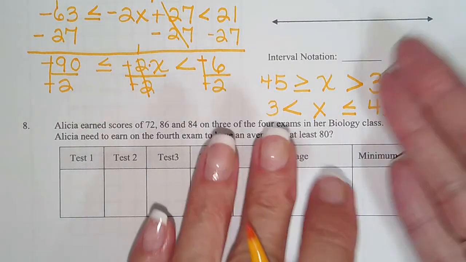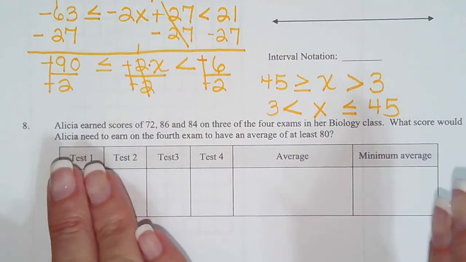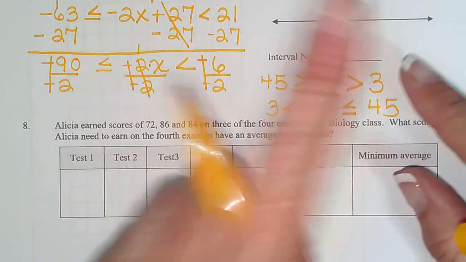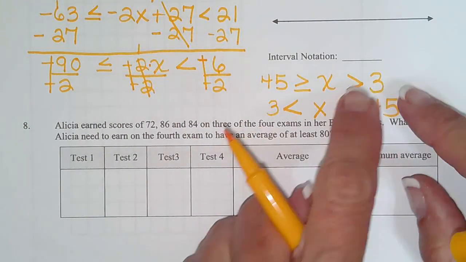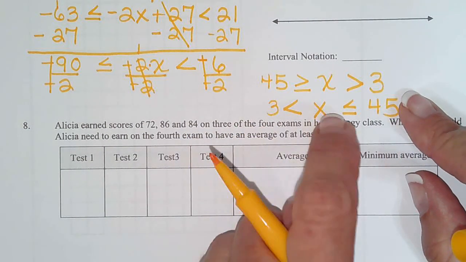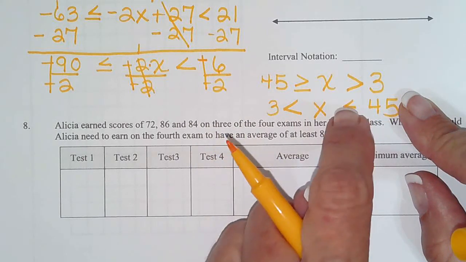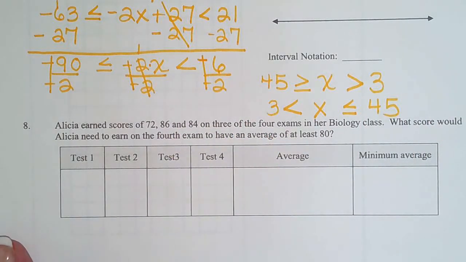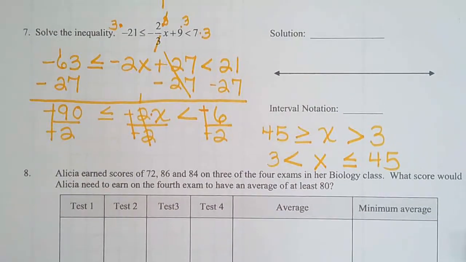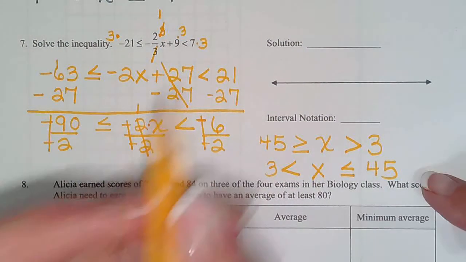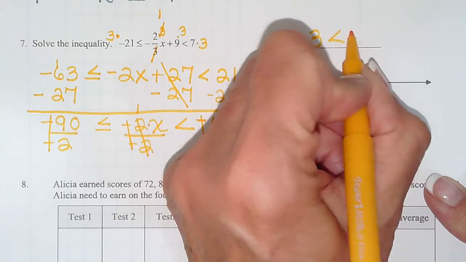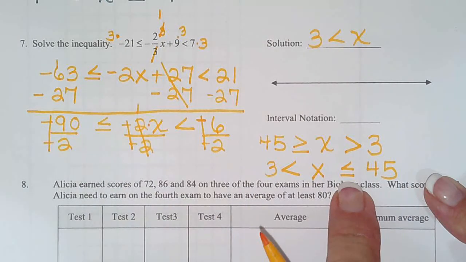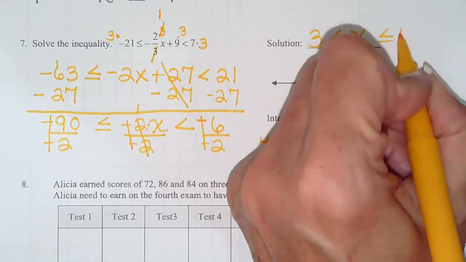So you just completely tip it over, and 3 should be pointing to the 3, x stays in the center, then this is pointing to the x, open to the 45. So that is our final answer in the correct order. So 3 is less than x, less than or equal to 45.